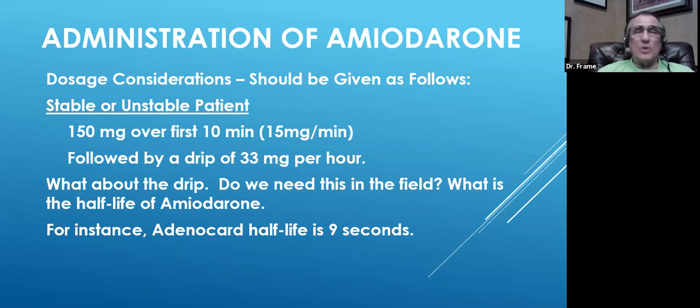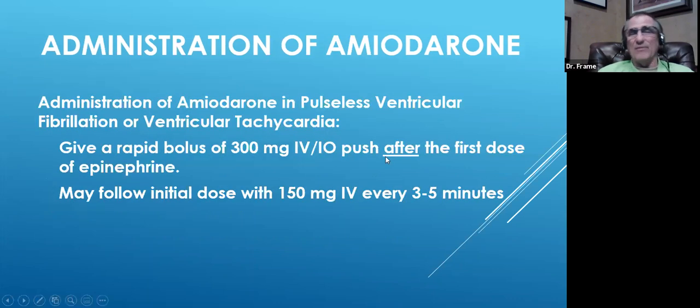Now, amiodarone is great from the standpoint that when you give it, it has a half-life of about 58 days. So if you can't get to the hospital with your patient in less than 2 months, I tell my paramedics not to really worry about the drip. Know the drip from the standpoint that it's 33 milligrams an hour. Know the amiodarone that it's 150 milligrams over 10 minutes.